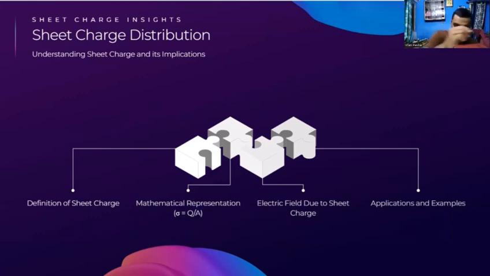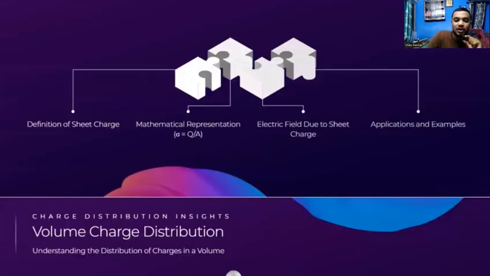If an object is kept anywhere on the sheet, then it experiences a force from all over the sheet, not at one concentrated point. This is what the sheet charge tells us, right? And the mathematical representation is Q by A, the charge upon the area it occupies. Electric field due to sheet charge is produced, and the applications of sheet charge are widely versed.